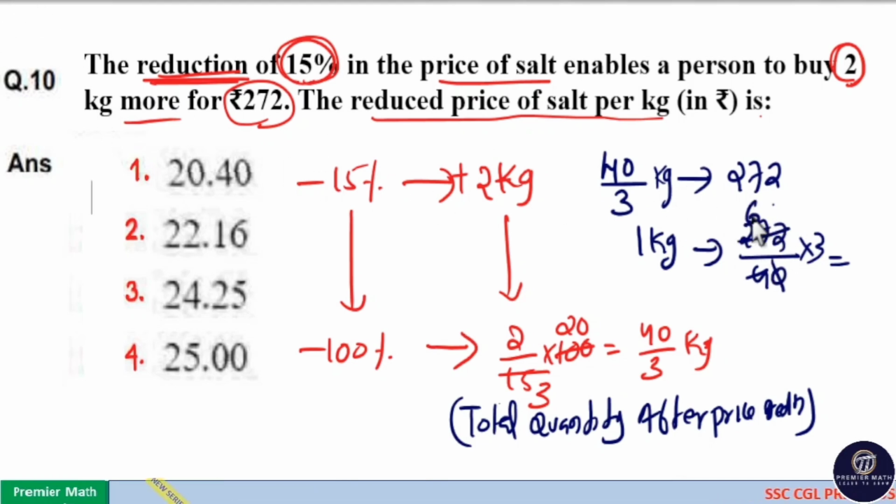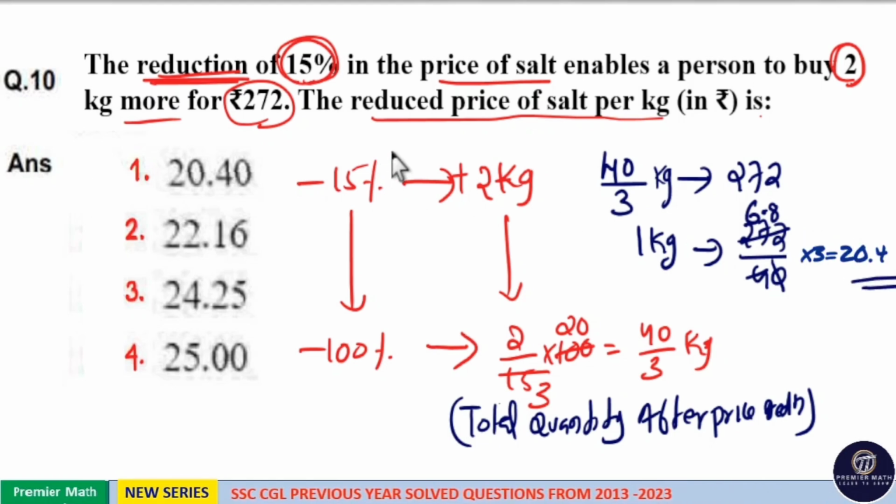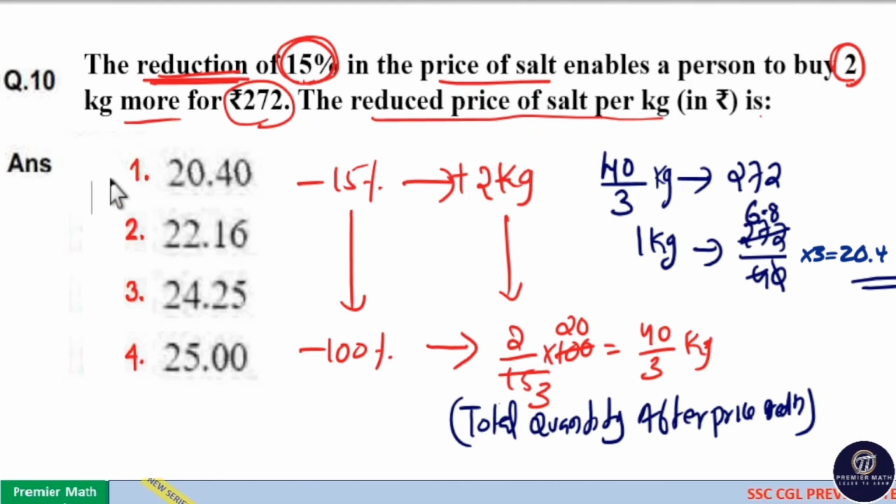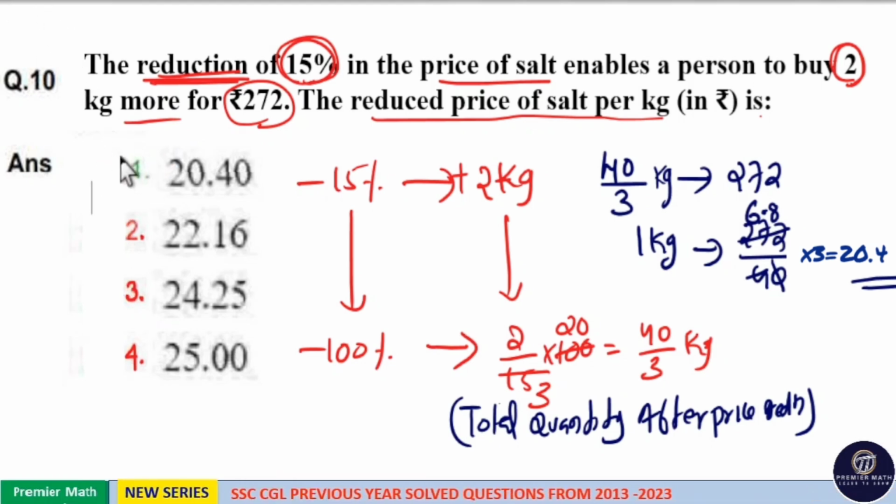6.8 into 3 means 6 into 3 is 18, 0.8 into 3 is 2.4. So 20.4. 20.4 rupees per kilogram. So reduced price is equal to 20.4 rupees per kilogram. Option 1 is your answer. After price reduction, 1 kilogram costs 20.4 rupees.